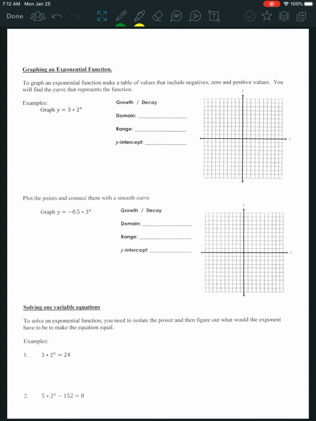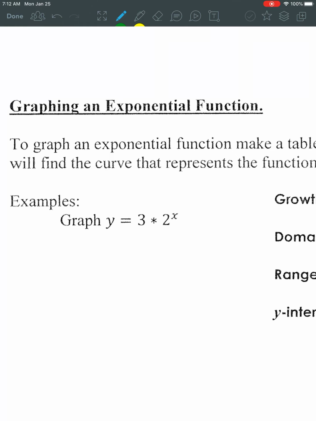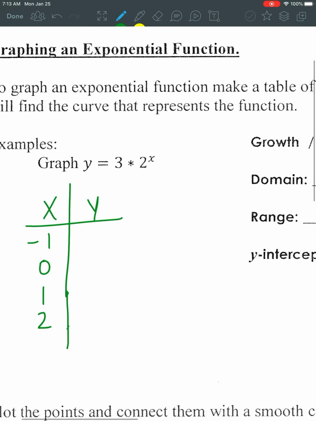Now we are going to graph our exponential functions. So we have several things that we're going to identify here. So first of all, let's start out making an XY table. So we're going to pick values for x. Make sure that you plug in for x and y. So we want some negatives, we want 0, we want positives.